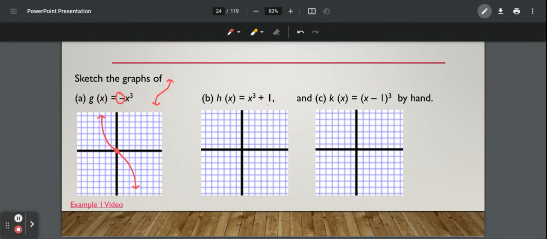For part B, x cubed plus 1, this tells us that we're going to shift everything up 1. So instead of crossing at 0, 0, we'll cross at 0, 1. And then it's that positive leading coefficient, so we're still going to be increasing. And then if we look at this graph, this x minus 1 means that we're going to be going to the right 1. So we're going to shift to the right 1, and then we still have that increasing graph.